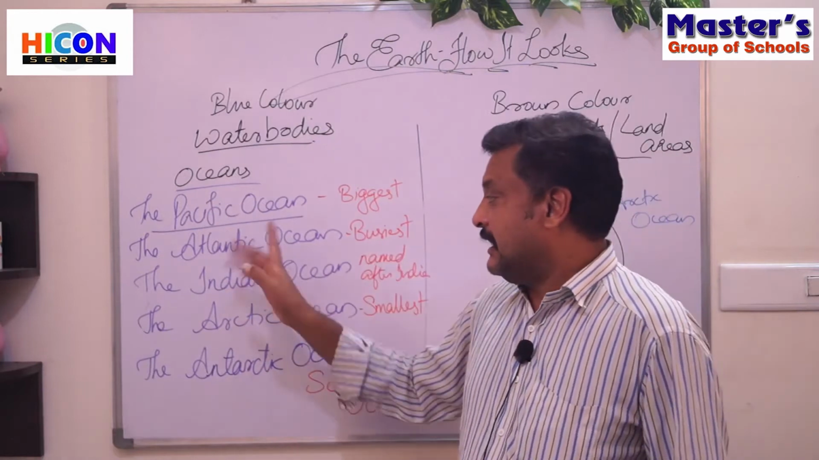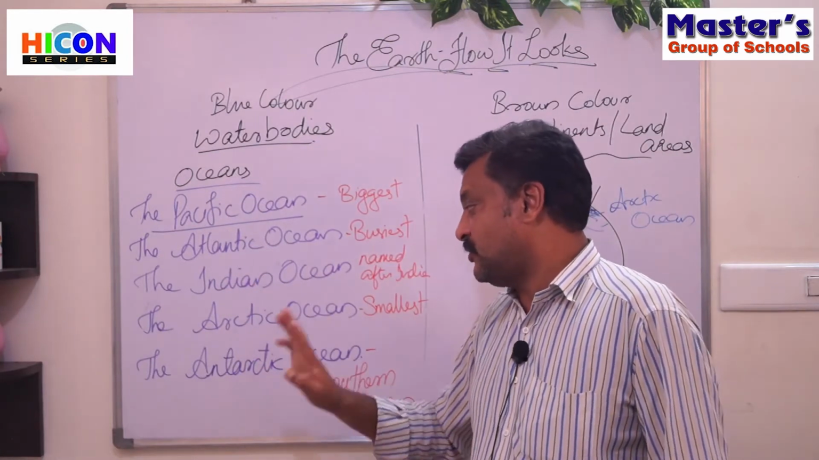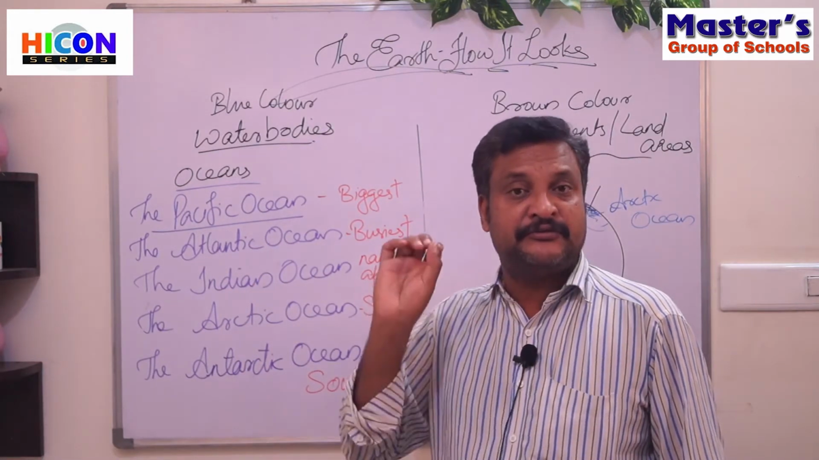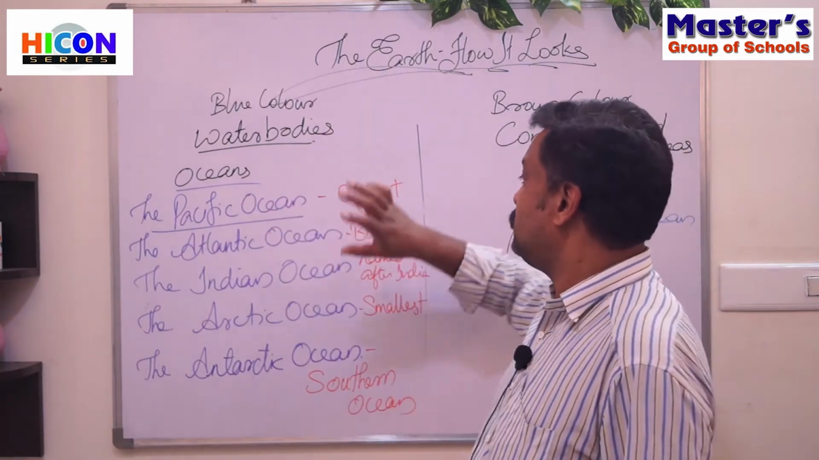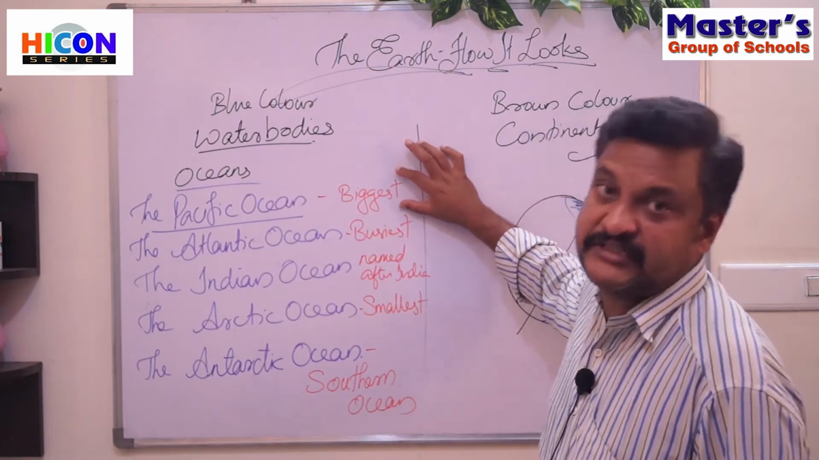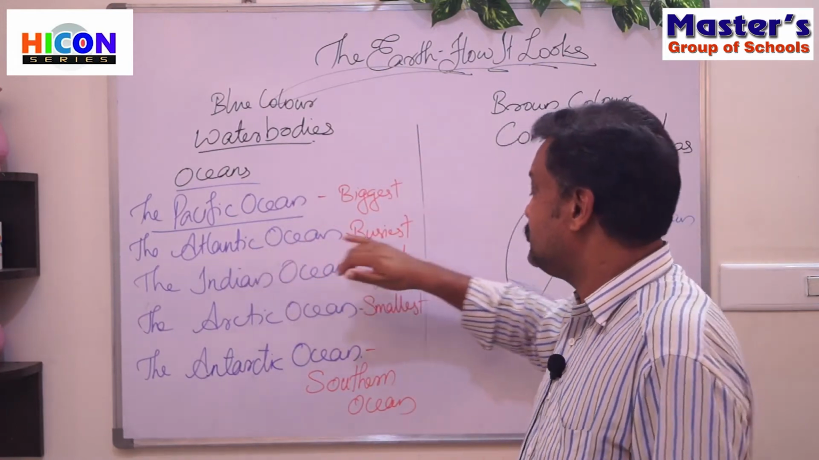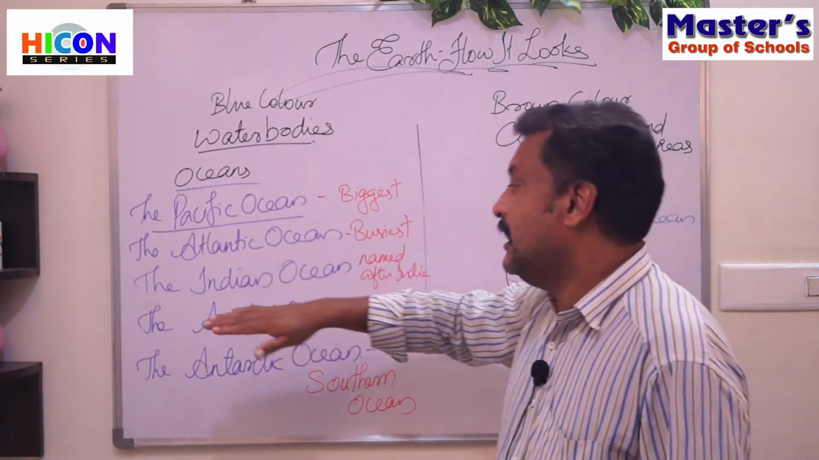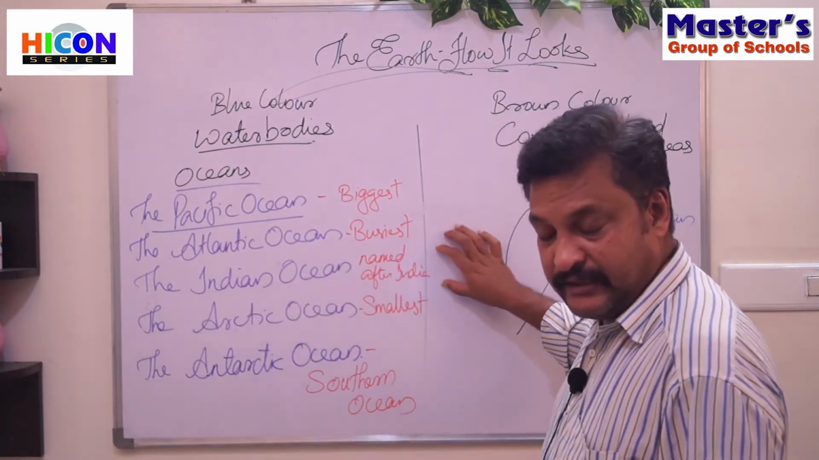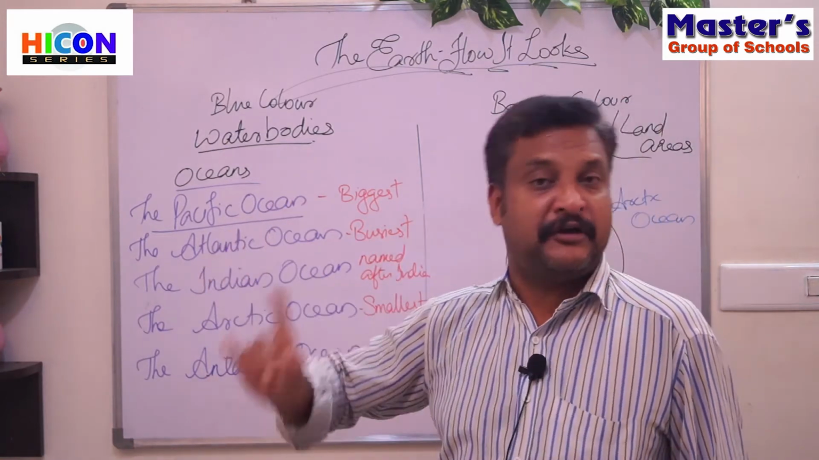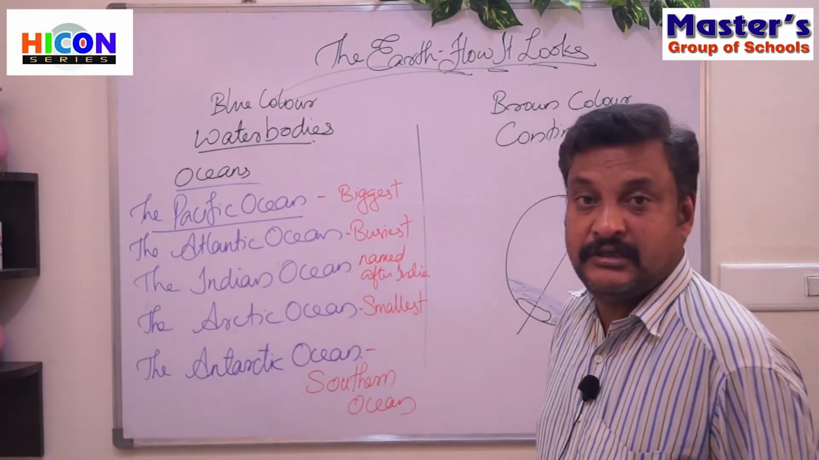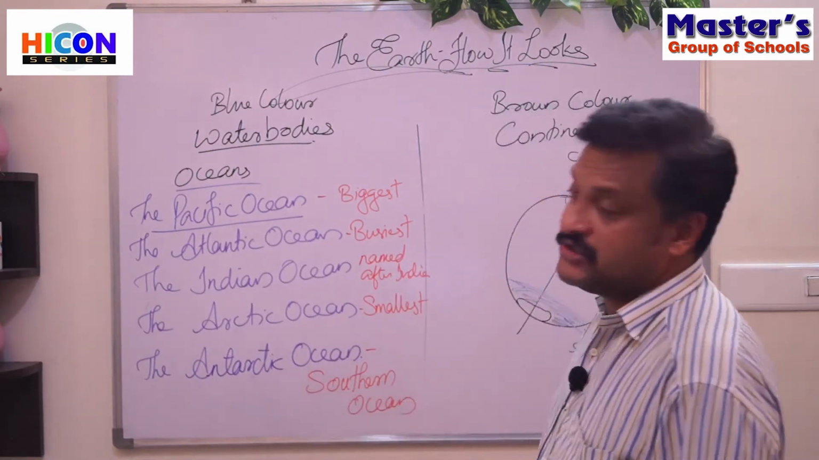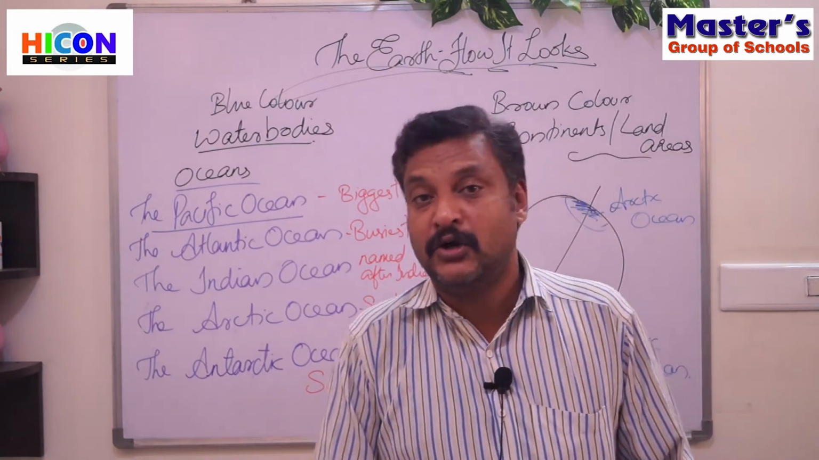The Pacific Ocean, Atlantic Ocean, Indian Ocean, Arctic Ocean and Antarctic Ocean are the 5 oceans. Right? The Pacific Ocean is known as the biggest ocean. The Atlantic Ocean is known as the busiest ocean. The Indian Ocean is the only ocean named after a country. The Arctic Ocean is the smallest ocean. Then the Antarctic Ocean is also known as the Southern Ocean.